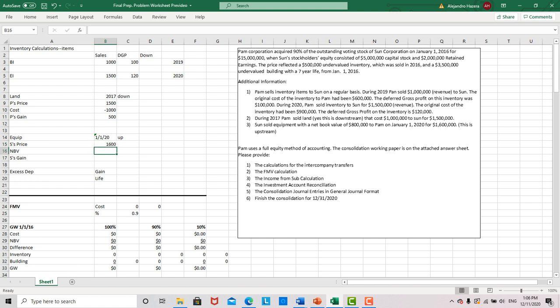$1,600,000 is the price that Sun charged Pam. Okay, but it's an intercompany transfer. You can't recognize the price, the proceeds on a sale to yourself. It says that the original net book value right there was $800,000. I'm reading additional information number 3, minus $800,000. Okay, so that's going to give you $1.6 million minus $800,000 gives you a gain that shouldn't be there, S's gain of $800,000.